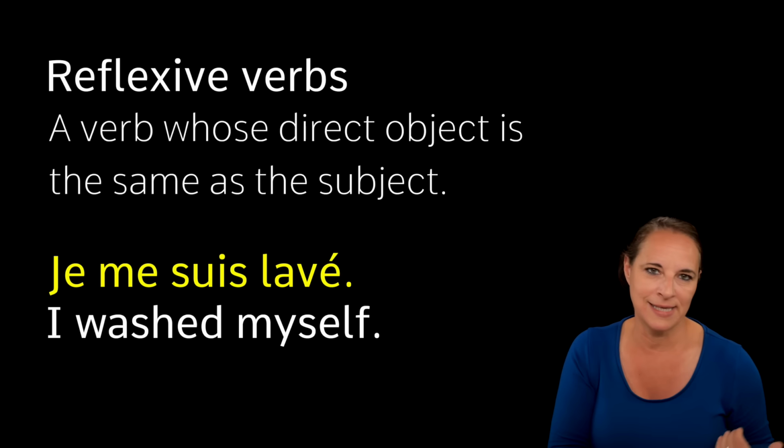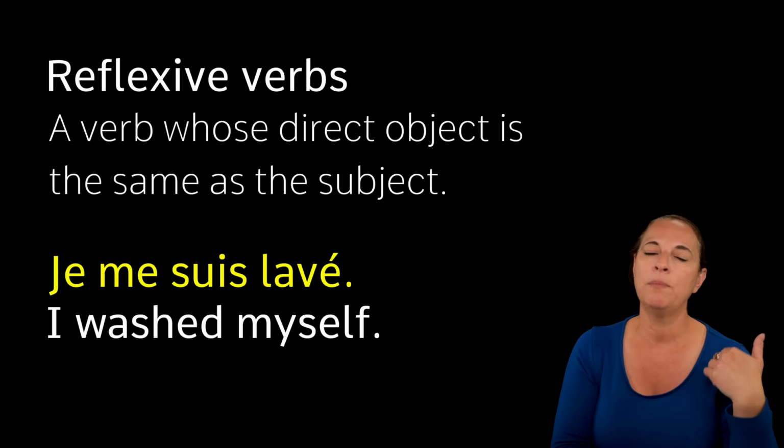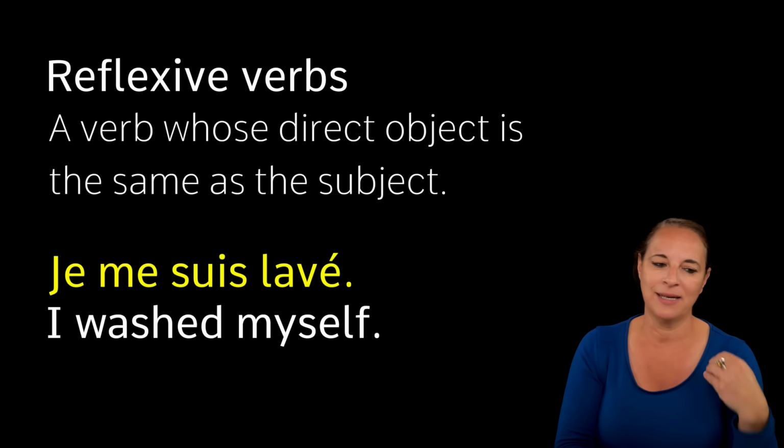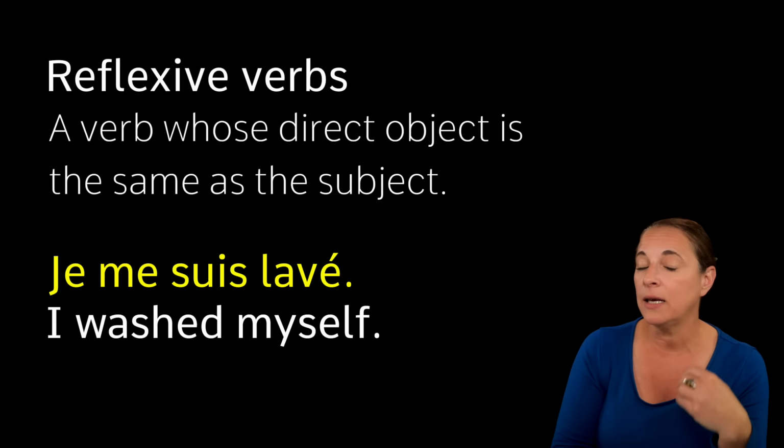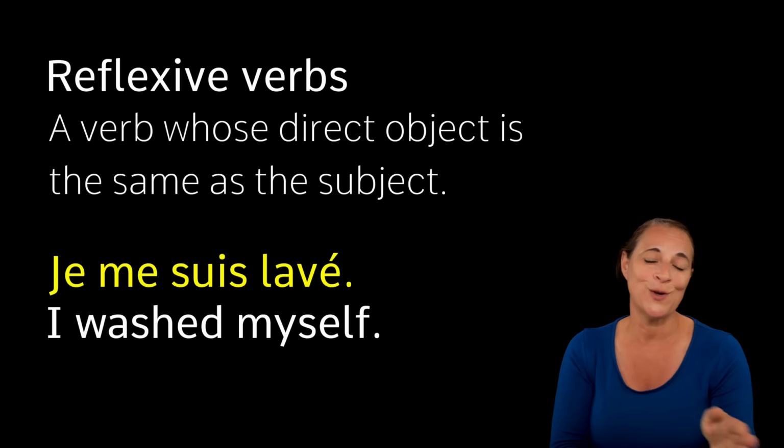So, je me suis lavé. I washed myself. Here we're using a past tense. We're using être here as the auxiliary and not avoir. Why? Because se laver is reflexive. Again, I covered this topic in details in other videos. The video can be found in the description below.